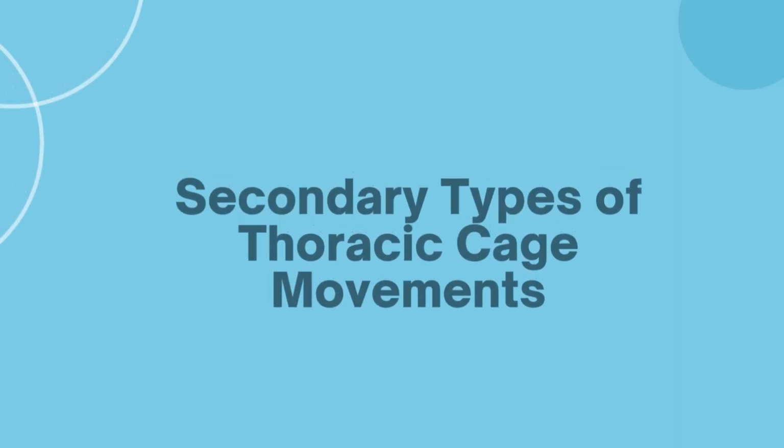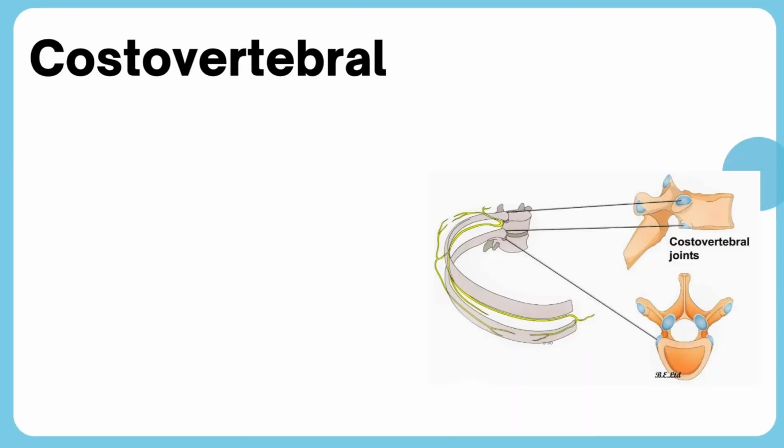In addition to the primary types of thoracic cage movements mentioned earlier, there are some secondary movements that can occur in certain situations or under specific conditions. These movements play a role in enhancing the overall flexibility and adaptability of the thoracic cage. Here are a few secondary types of thoracic cage movements.